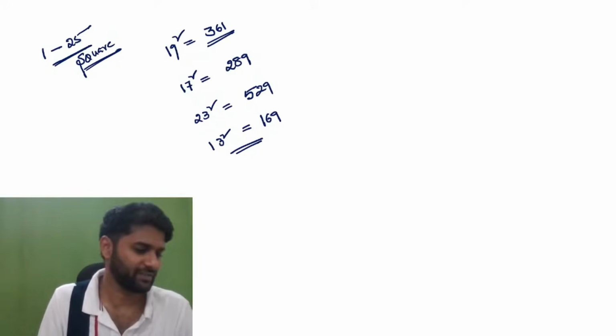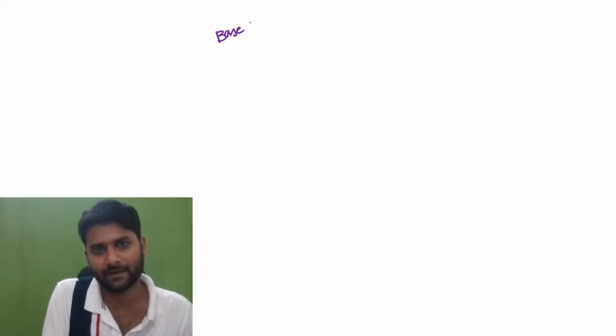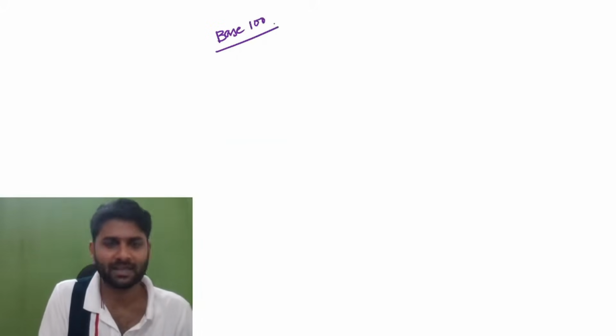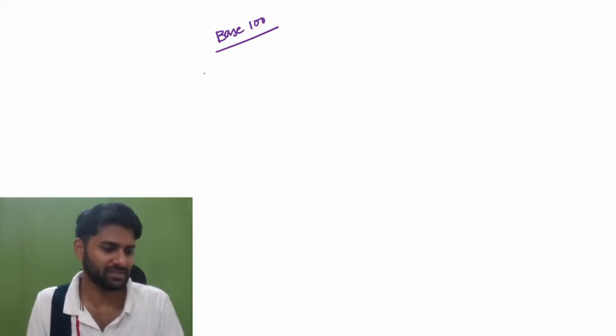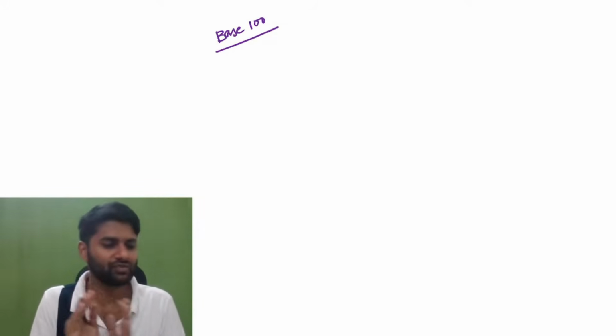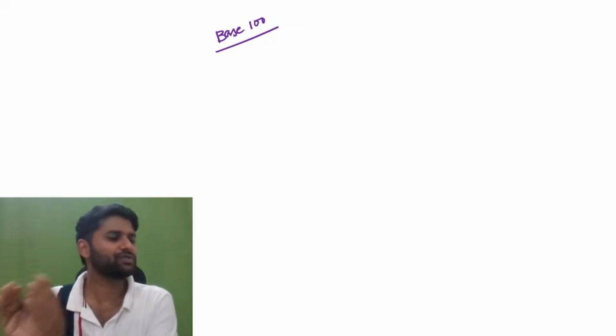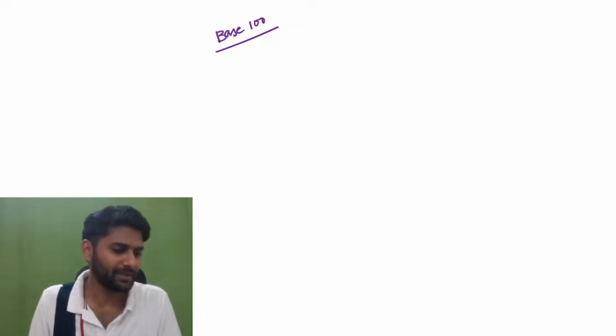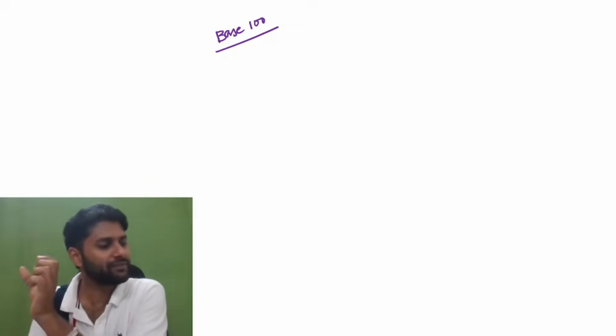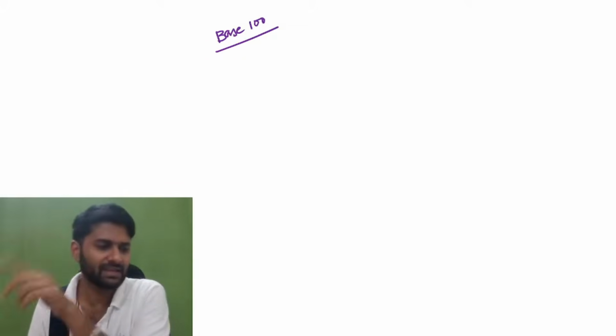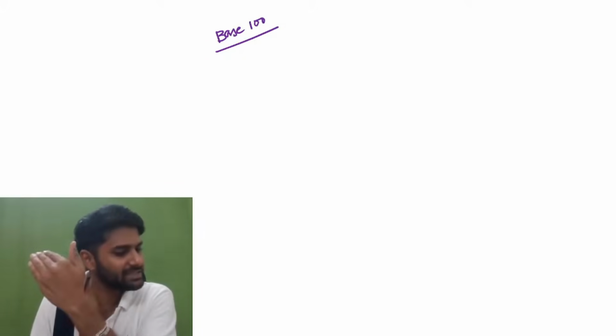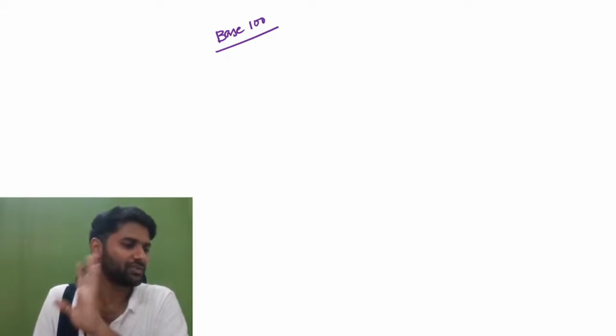Guys, if you are good at all these 1 to 25 squares, you can memorize any squares beyond 25. I will help you out. So understand this base concept clearly: base 100. We are divided into 1 to 25, and 26 to 50 depends on 1 to 25 again. 51 to 75 also depends on 1 to 25, and 76 to 100 again depends on 1 to 25.